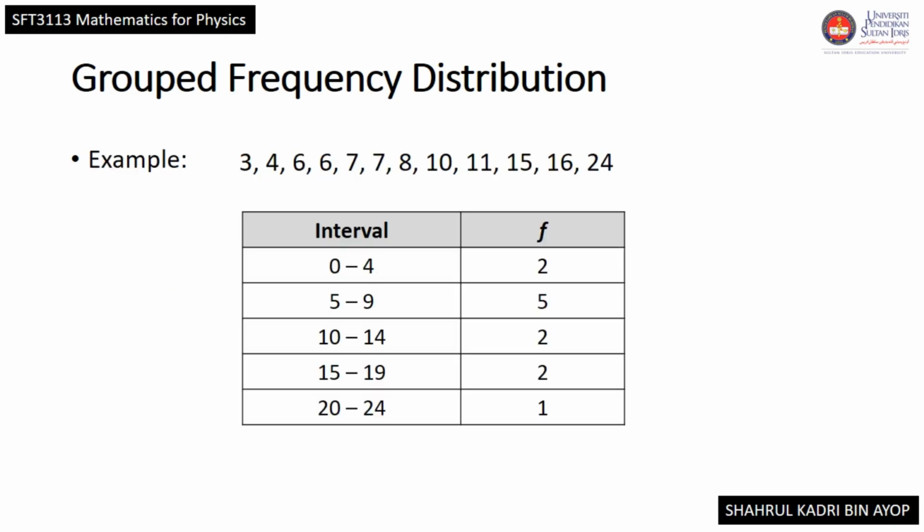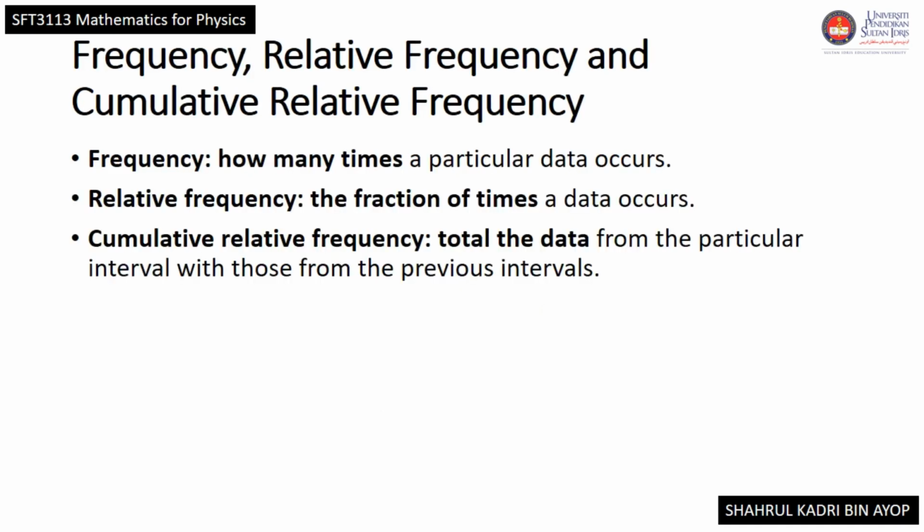For example, we have this set of data. To transform it into a group frequency distribution table, we must create class intervals, and the class intervals must have equal range. Also, each score must fit only one group. Before this, we talked about frequency. Frequency refers to how many times a particular data value occurs.